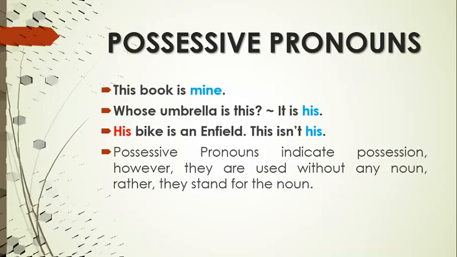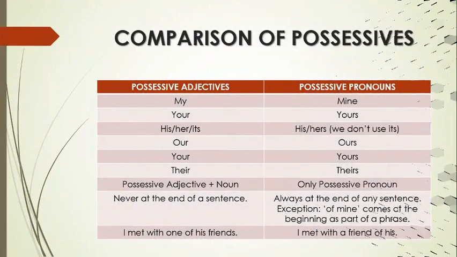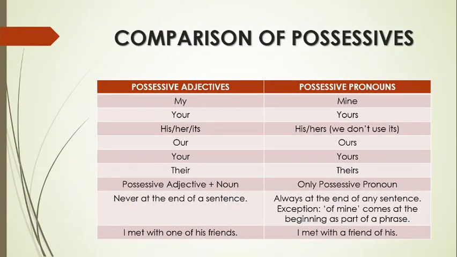Now let's move on to the comparison of possessive adjectives and possessive pronouns. You see, the possessive adjective my becomes mine when it is used as a possessive pronoun. Similarly, your becomes yours. His, her, its: these possessive adjectives become his and hers. Always remember, we do not use its as a possessive pronoun. Our becomes ours, your becomes yours, their becomes theirs. So basically, we add s when we are talking about possessive pronouns.